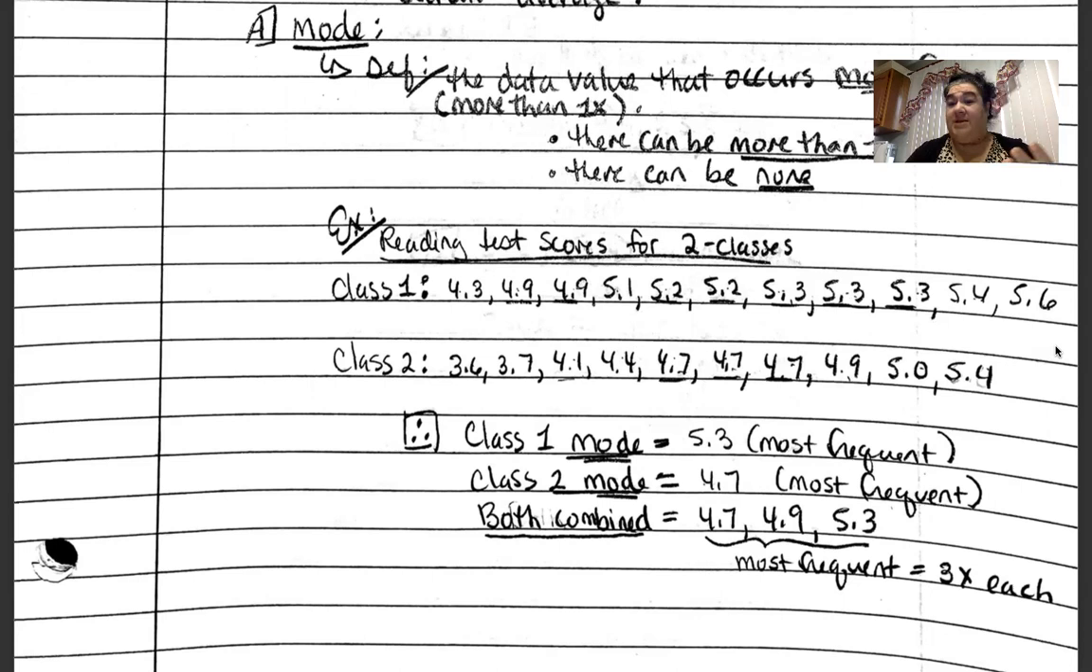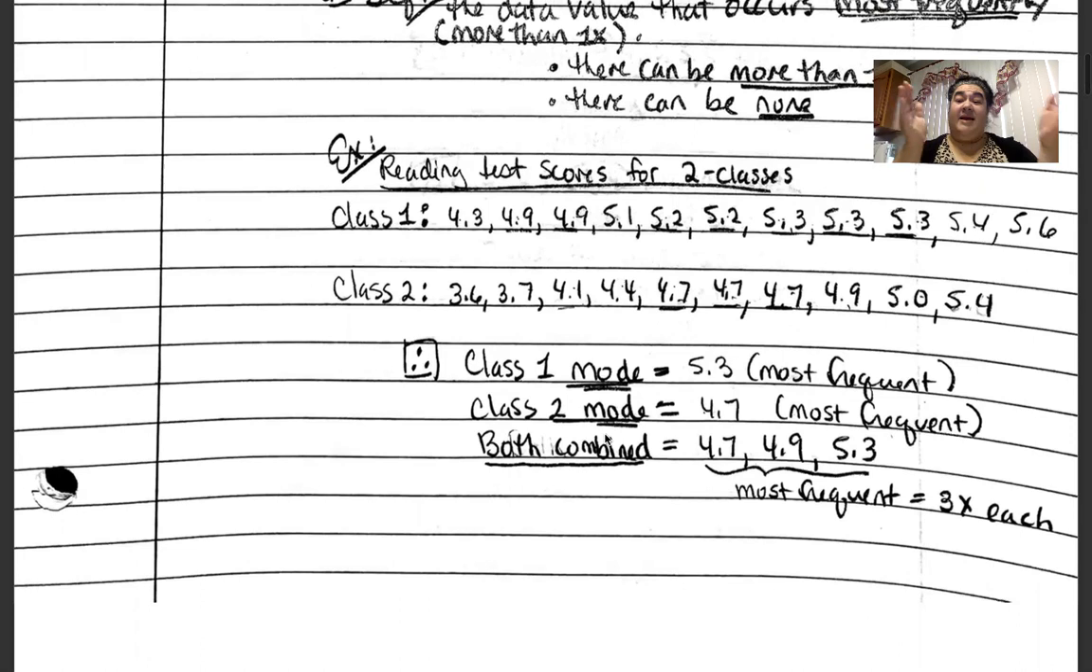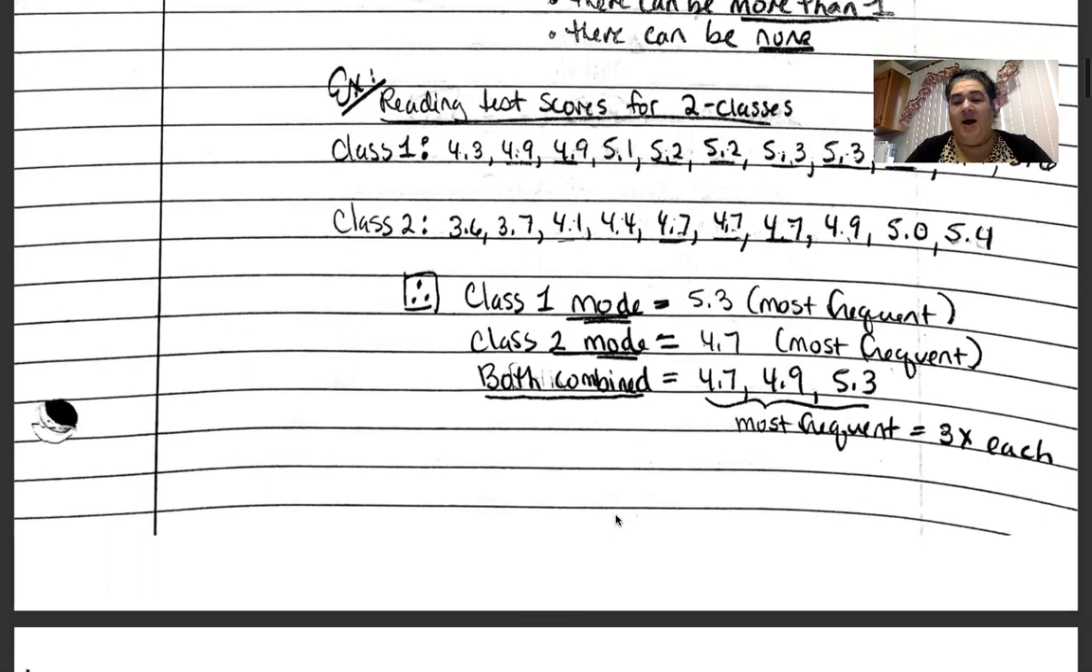So if I'm looking at both classes combined and making that the set of data that I'm studying, then I would have to say that that set of data has three modes: 4.7, 4.9, and 5.3. All three values are the most frequently occurring values; all three of those values occur three times each. Okay, so hopefully mode is a simple concept. You've got it, you understand it.